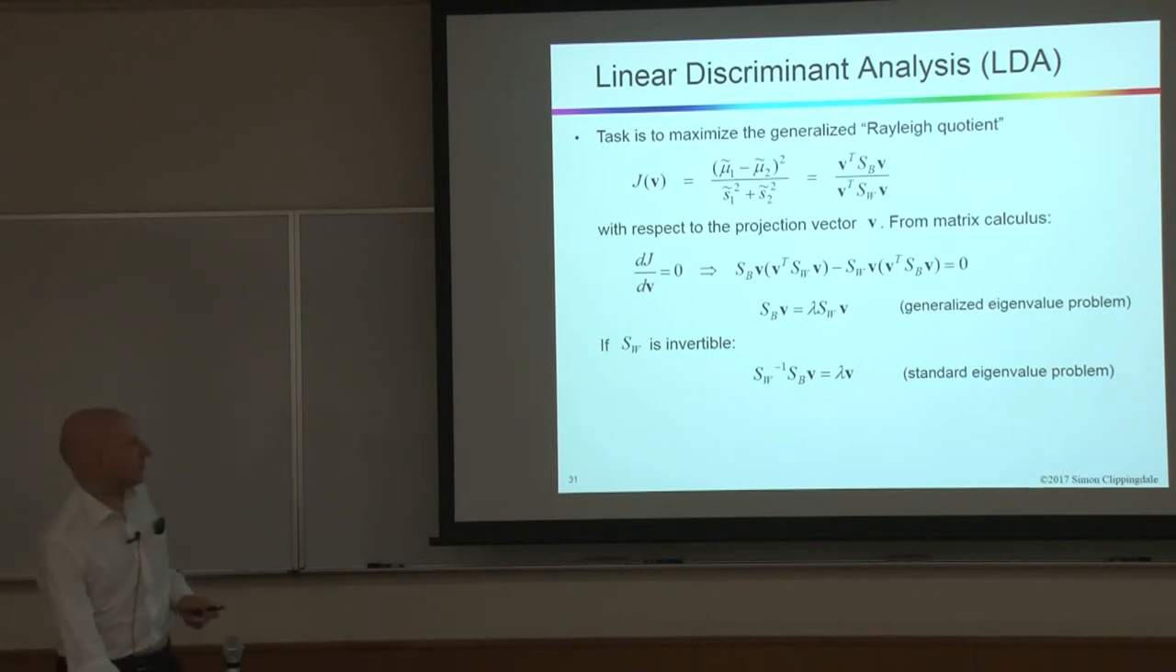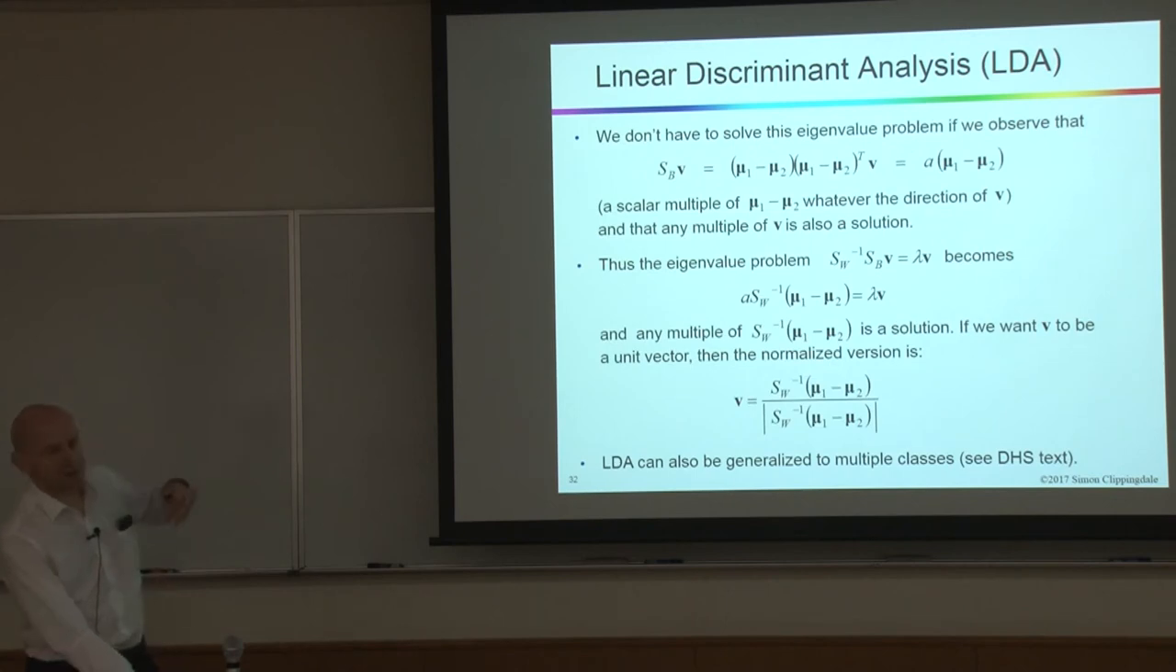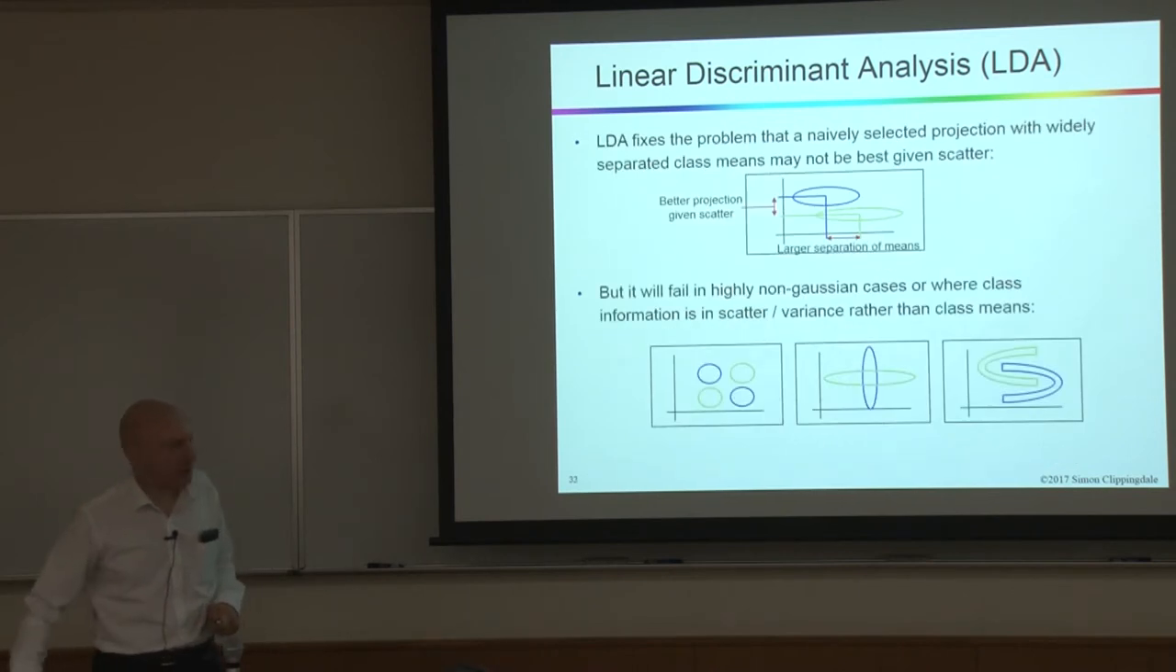I'm not going to go into all the details, but suffice to say, you end up with an eigenvalue problem that needs to be solved, which can sometimes be simplified. To cut to the conclusion, the solution is any multiple of this thing, which relates the two class means to the within class scatter matrix. If you want to normalize that so that V is a unit vector, then you just divide it by the length of this thing. LDA works fine for two classes. It can also be generalized to multiple classes as well. So that's probably the simplest classifier out there.